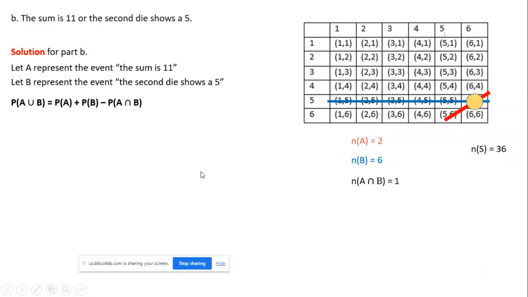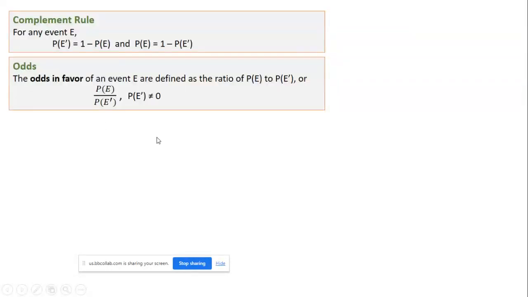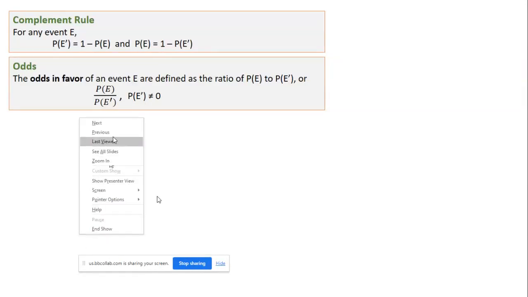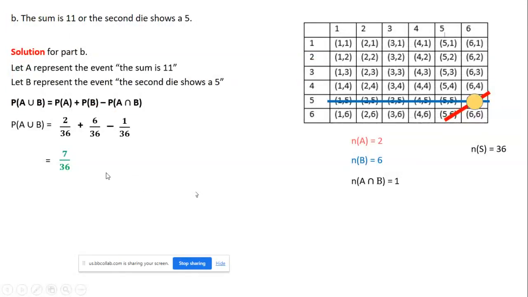Our intersection is 1, right? So let's go ahead. The probability of A is 2 over 36. There were 2 that gave me the sum of 11, plus the probability of B, which was 6 out of 36, minus the 1 that has the intersection, right? So when I do this, 2 plus 6 is 8, 8 minus 1 is 7. So my answer is 7 over 36. Yes, and I can simplify that, right?